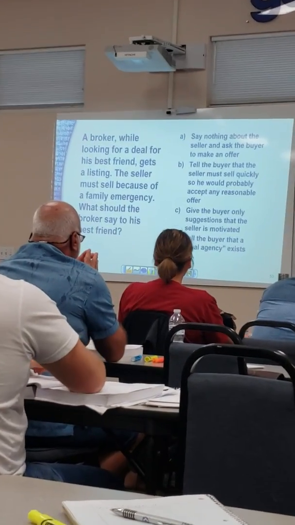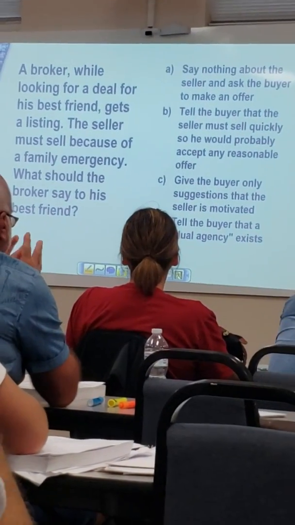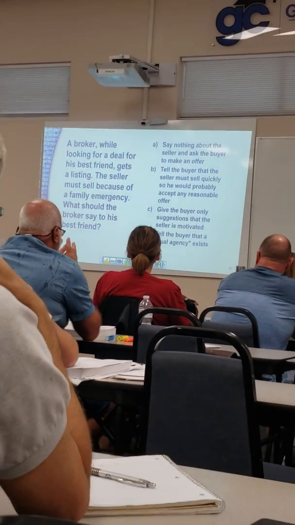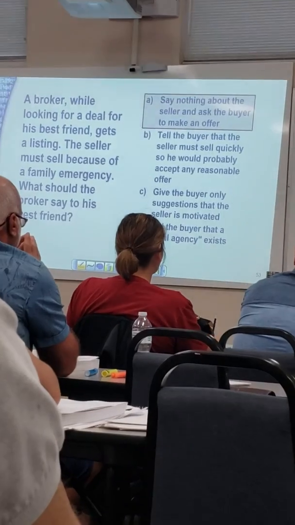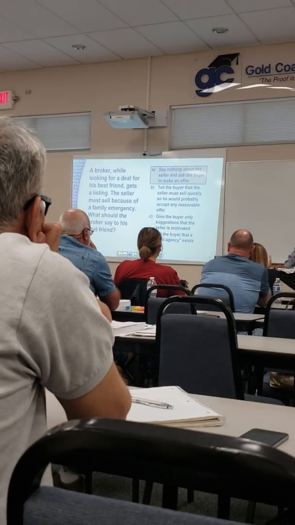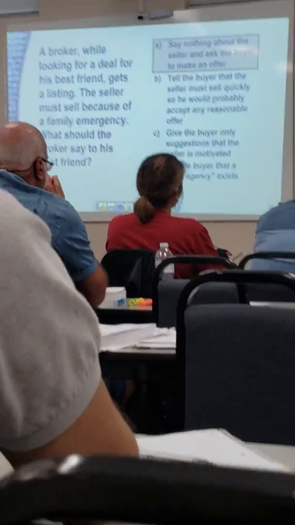Broker, while looking for a deal for his best friend, gets the listing. Seller must sell because of a family emergency. What should the broker say to his best friend? Very good. Say nothing. Because if you say something, what are you violating? You violated the agency and the duty of confidentiality. Can I discuss price? Only agent for buying or selling.